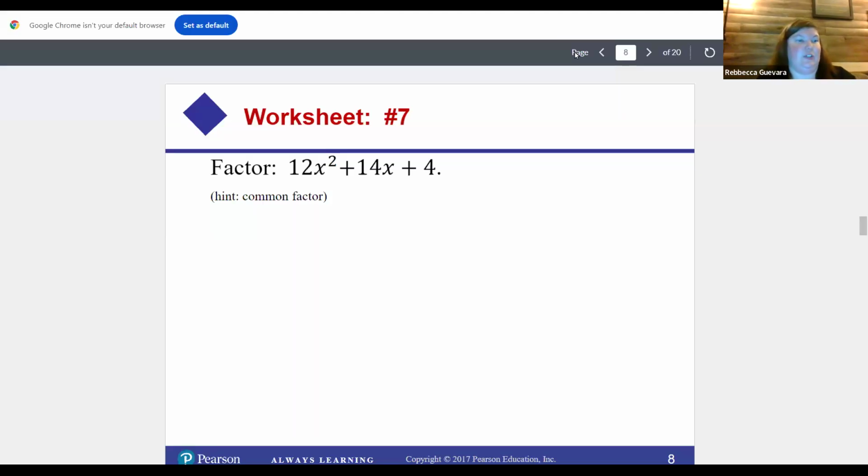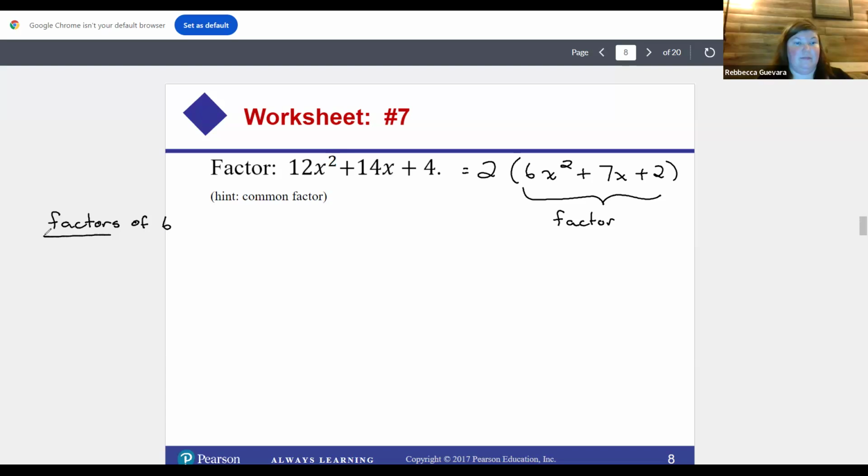Okay, so we got to try number 7. First thing to notice is that each one of these numbers is divisible by 2. So I'm going to factor out 2 first. So I actually have 6x squared plus 7x plus 2. So this is what I want to factor. So I need factors of 6 and factors of 2, because that's that end and that's that end. And we want to figure out what combination is going to give me this 7x in the center.